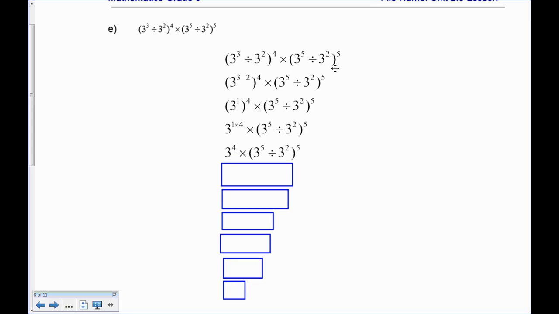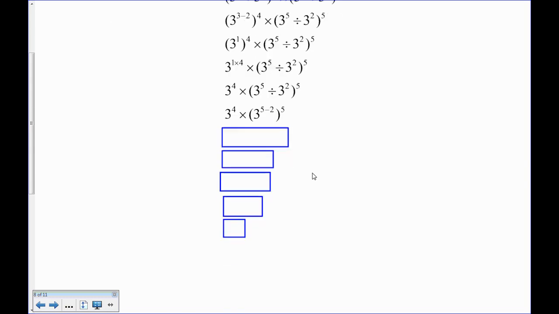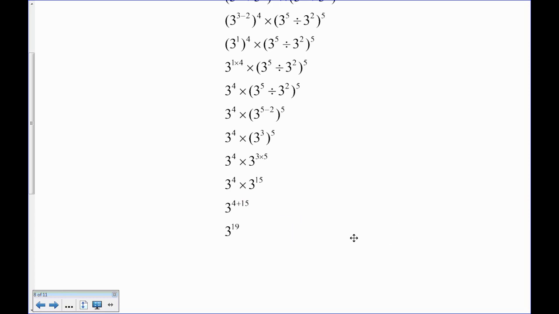All right, let's take a look at this one over here. 3 to the 5 divided by 3 to the 2 means we now have to subtract the exponents, so this becomes 5 take away 2. 5 take away 2 is 3, so now we can deal with the 3 times the 5. 3 times 5 is 15. So we have now got 3 to the 4 times 3 to the 15. The bases are the same, so you can add the 4 and the 15. And that gives you 3 to the 19.